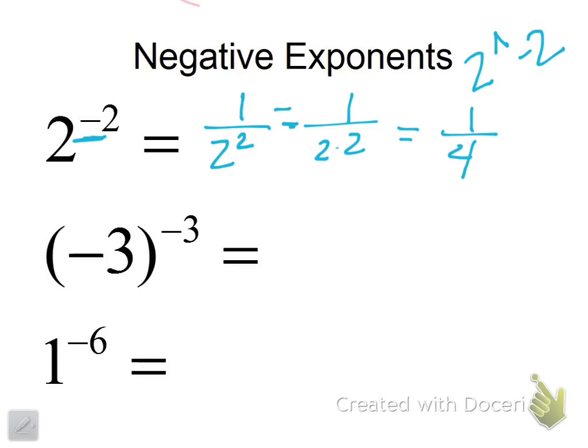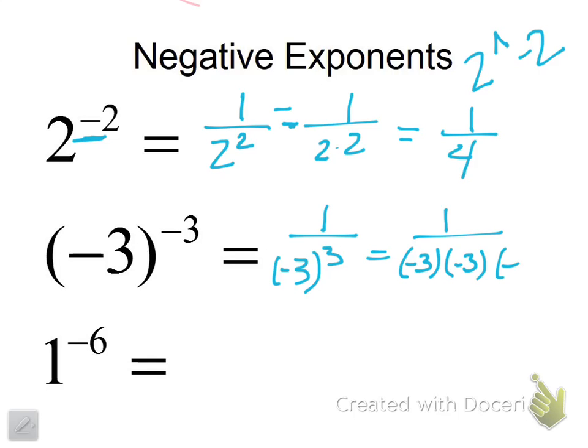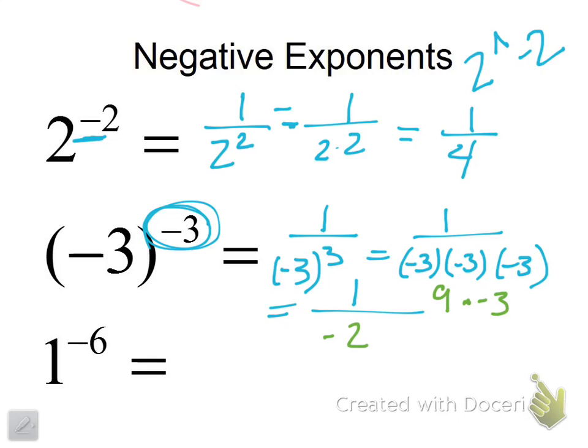Whenever you have a negative exponent, always flip it to the opposite side. So we flipped it to the bottom. This next one, we're going to flip to the bottom. Then the exponent becomes positive, and that is negative 3 times negative 3 times negative 3. We know it's going to be negative because it's an odd number. Negative 3 times negative 3 is 9, and we still have that last negative 3, so we get negative 27.